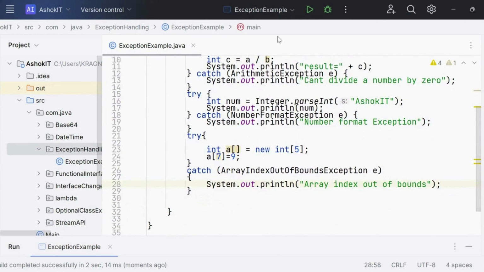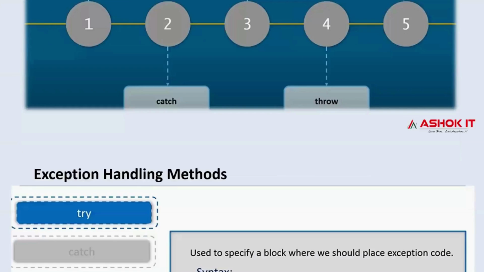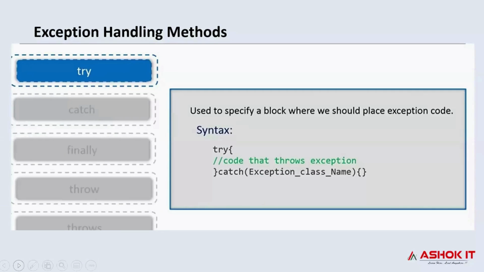Okay. So now let's see each of them. First, try. The try block is used to enclose the code that may throw an exception. The syntax is as follows. As you have already seen, it's very simple. We write code that throws an exception and we can handle it using the catch block.